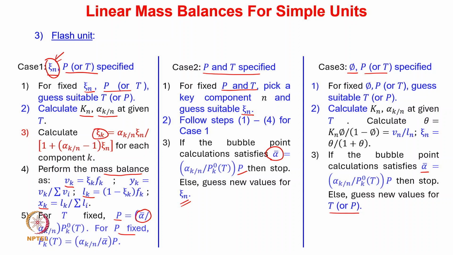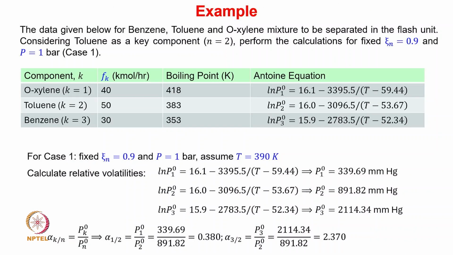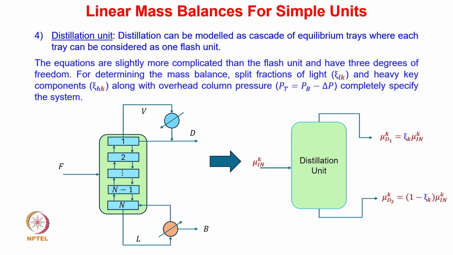Now we wanted to extend the same analysis for another unit. So in this case we are going to look at the distillation unit. So in distillation unit, we can see that it can be considered as a cascade of equilibrium trays, where each tray can be considered as one flash unit. So all the equations which we have seen for the flash units, we will be using some concept of that for writing the mass balance equations for the distillation unit.